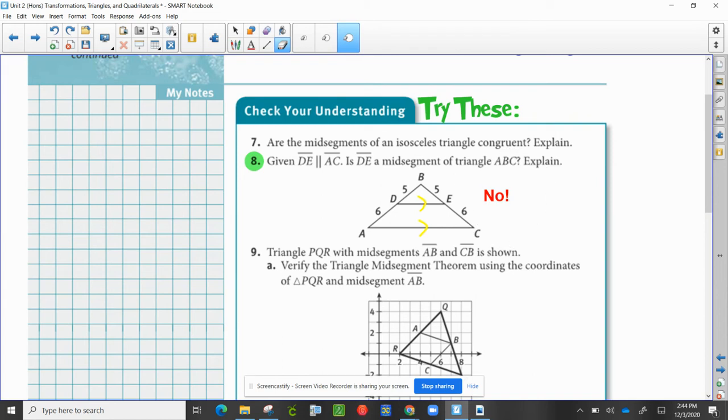Okay, the answer is no. If this was a mid-segment, that means points D and E have to be midpoints. Well, there's no congruence here. 5 and 6 are not the same measure. So those would not be midpoints, so it's not a mid-segment.